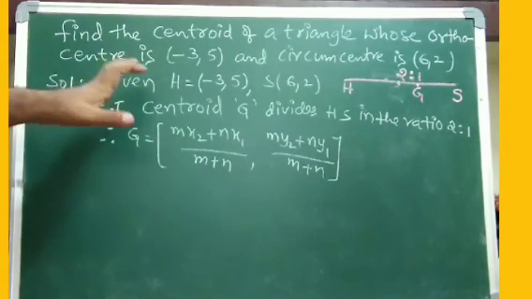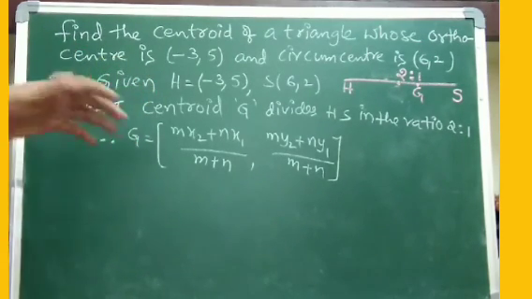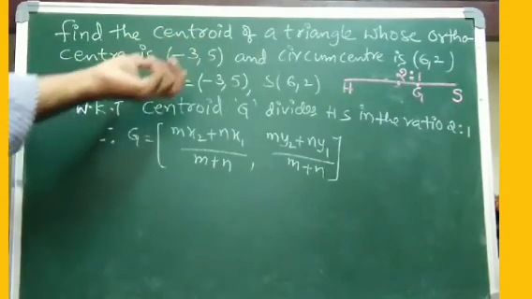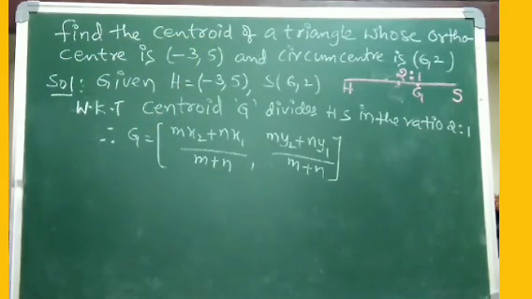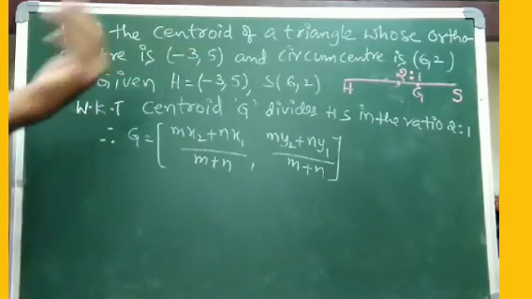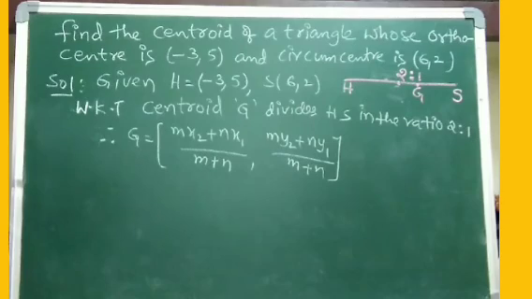So here you need to apply the section formula, my dear, and don't go with the centroid formula (x1 plus x2 plus x3) by 3, (y1 plus y2 plus y3) by 3. That formula is applicable when we know the vertices of a triangle. But here we don't know even a single vertex. That is why we should not use that formula.